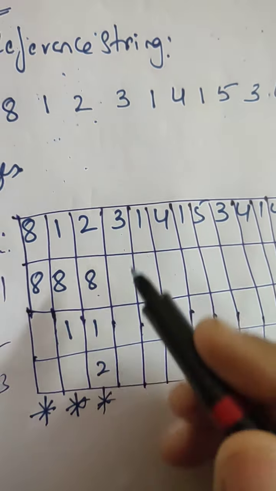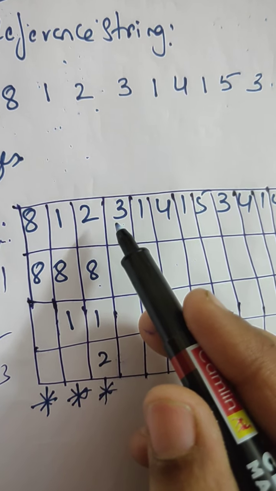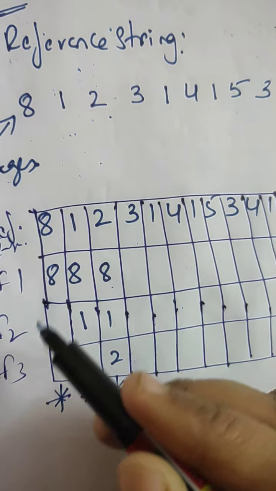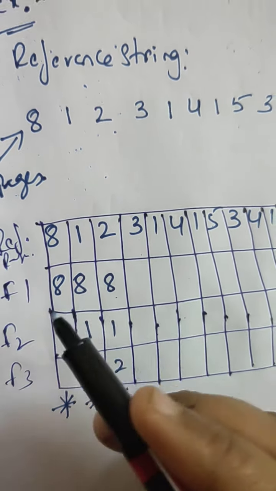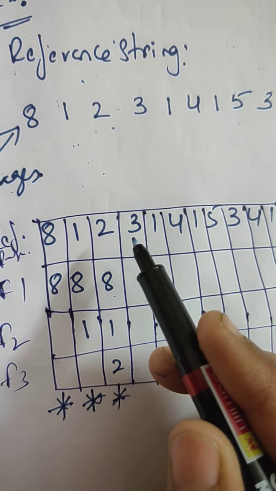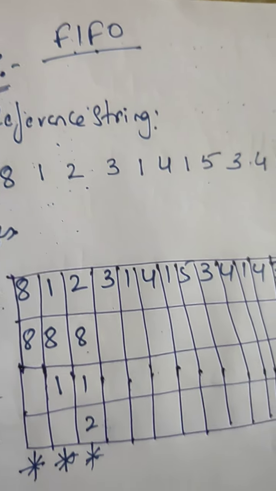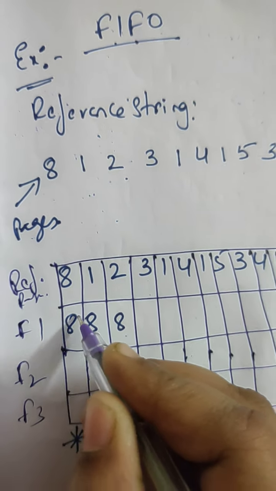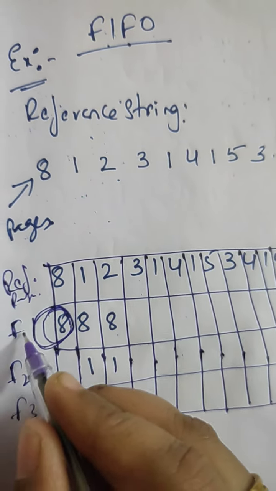Now observe, the next page is 3, but page number 3 also does not exist here, and almost all the space of the main memory is full. So now we are going to replace some page with 3. Which page do we have to replace here? As the algorithm is based on first in first out, the first page stored here, the first that came, is 8, so we have to replace this page 8.